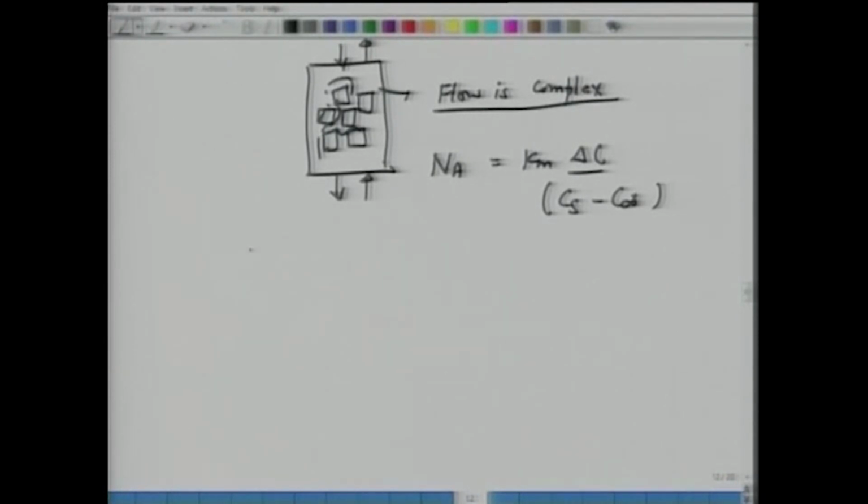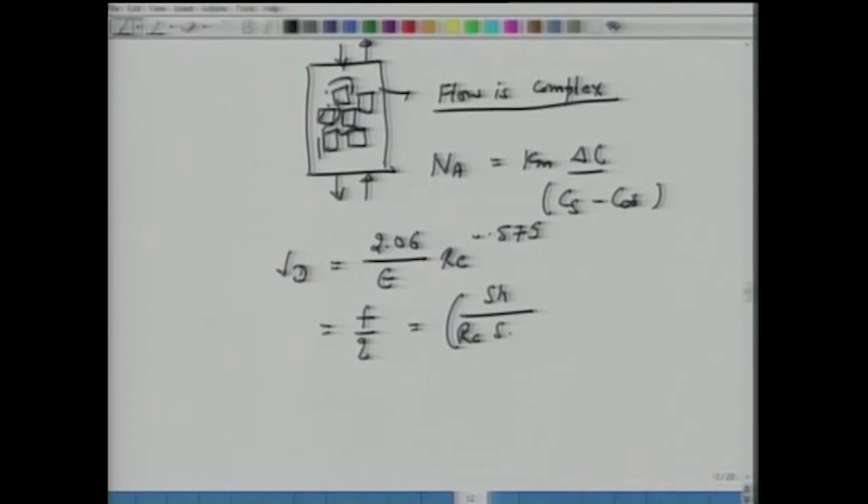So in this case also Sherwood number, now in this case diffusion flux, or sorry, I beg your pardon, mass transfer coefficient is estimated from a factor called JD, which is related to 2.06 over epsilon Reynolds number to the power minus 5.75 equal to friction factor by 2, but this JD also equals Sherwood number over Reynolds number into Schmidt number to the power 1 over 3. So again we have a similar story here.